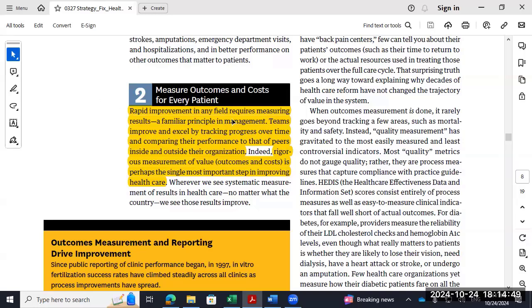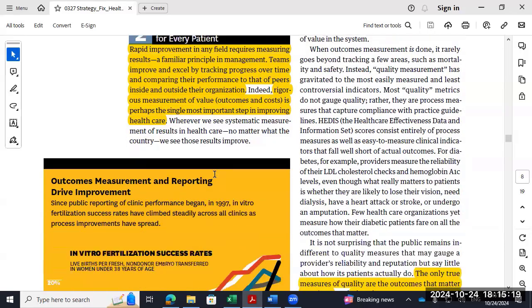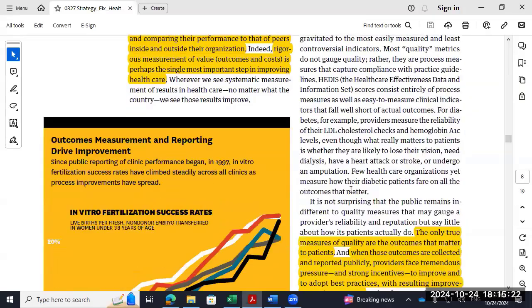So rapid improvement in any field requires measuring. A familiar principle of management, teams improve and excel by tracking progress over time and comparing performance to their peers and those outside. Rigorous measurement of value, both outcomes and costs, is perhaps the single most important step in improving healthcare. You saw that in the movie at the end, saying we don't have data for anything, we don't measure anything, we're going in this blind. You can see that frustration. It's pretty amazing, as much data as we have, especially with Medicare, that we're not collecting all of that information.